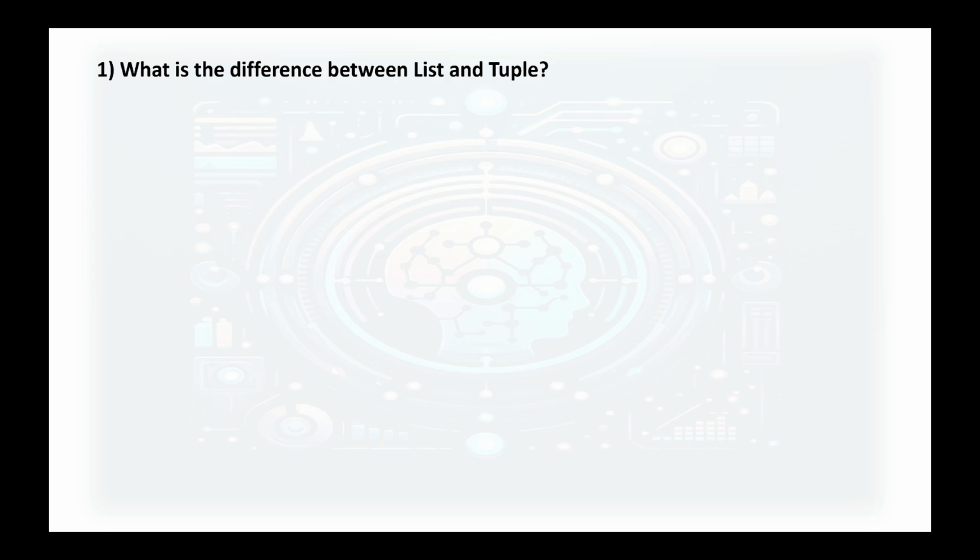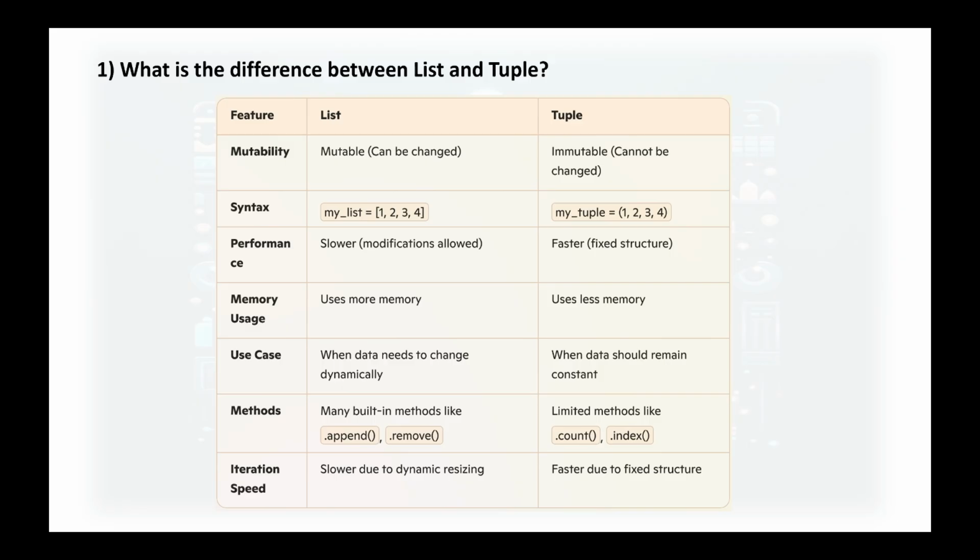In Python, both lists and tuples are used to store collections of items. However, they differ in how they behave and how efficiently they handle data. Understanding their differences helps in choosing the right data structure for your tasks. Let's break them down feature by feature.